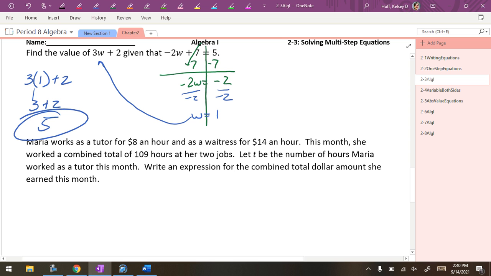Maria works as a tutor for $8 an hour and as a waitress for $14 an hour. This month, she worked a combined total of 109 hours at her 2 jobs. Let T be the number of hours Maria worked as a tutor this month. So we have to use the letter T. Write an expression. An expression doesn't have what? There's no equal sign. So we're going to write an expression for the combined total dollar amount she earns this month.